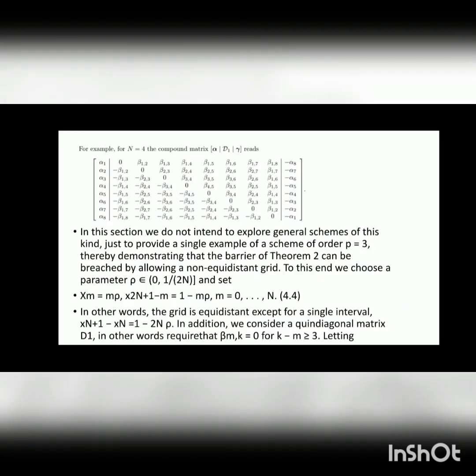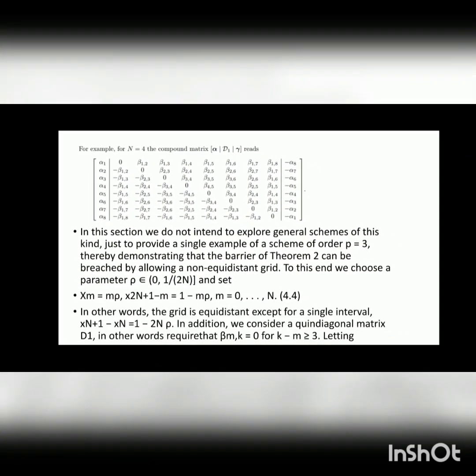Next, for example, for n equals 4, the compound matrix alpha, D1, gamma reads as follows. Here is the given symmetric matrix. What are the elements? Alpha 1, 0, beta 1 and so on.